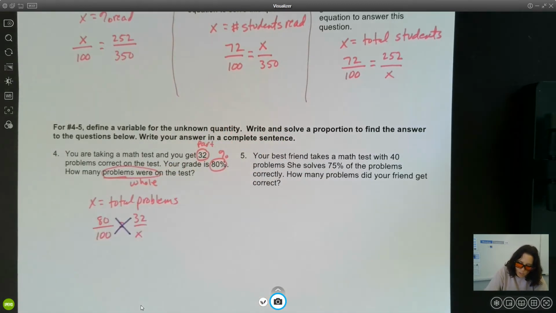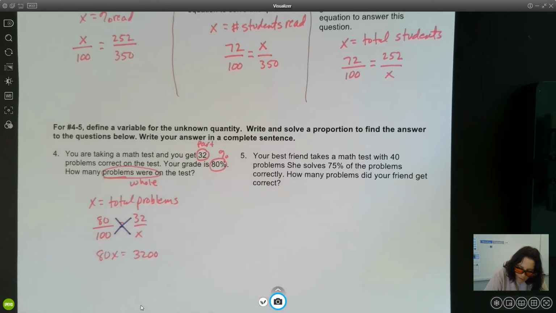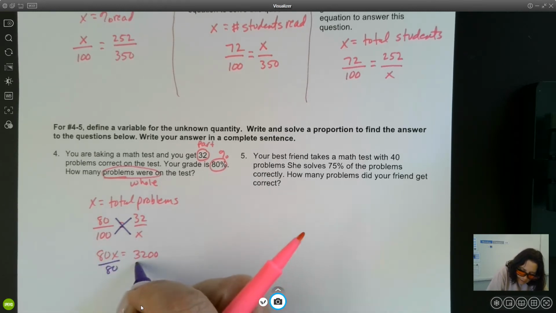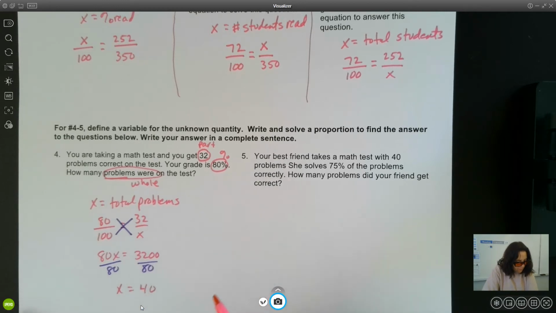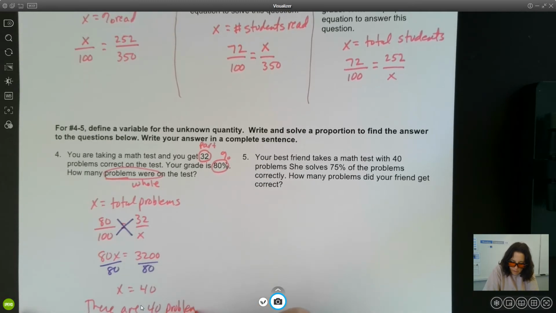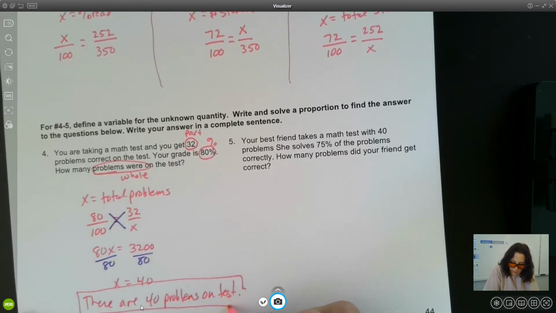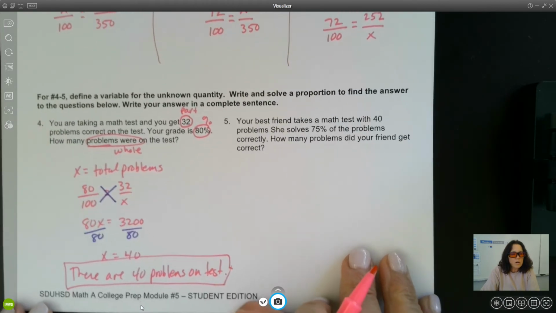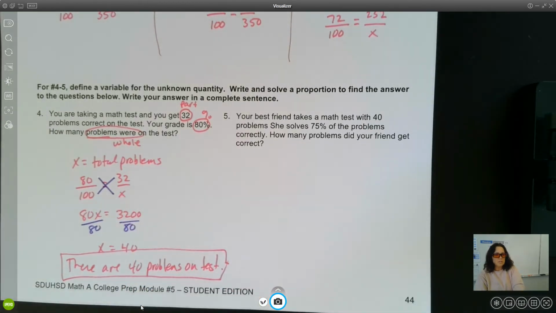80X equals 3,200. We're going to divide by 80, and then X is 40. There are 40 problems on the test. Okay, so those are all of the pieces you need right here to get full credit on your test.